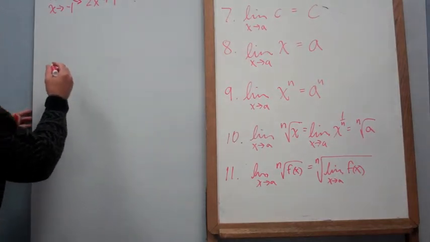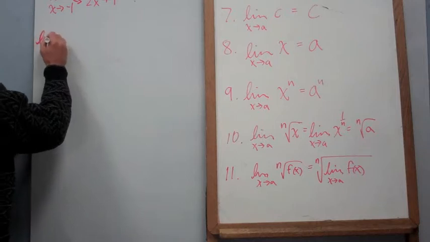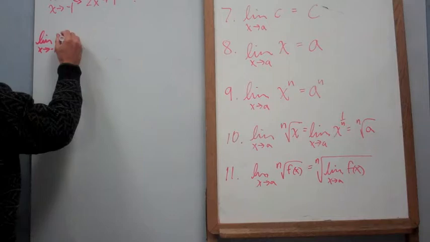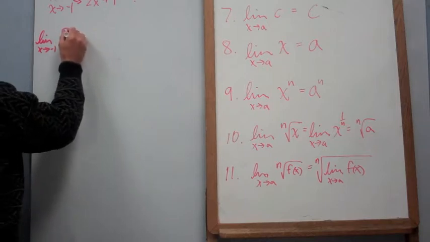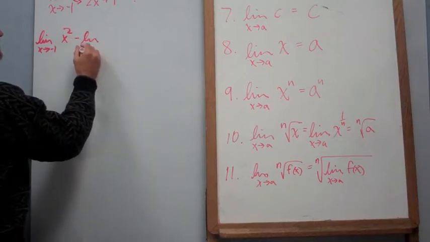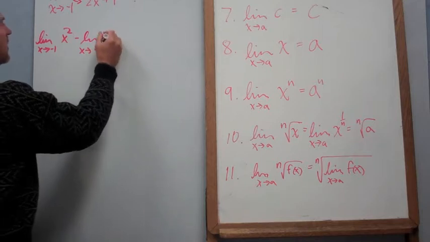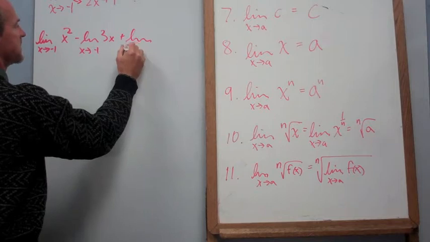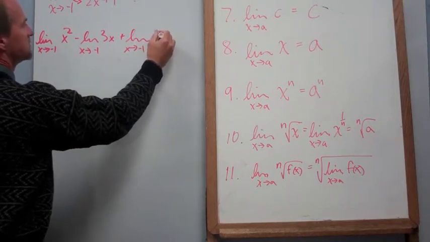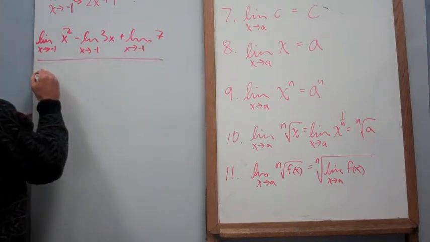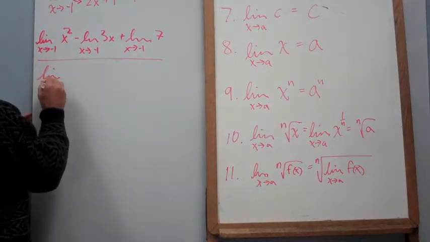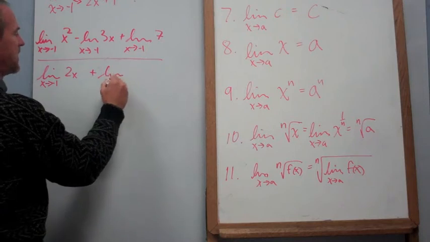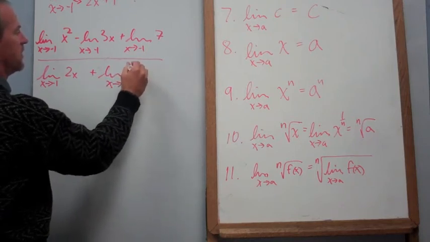So we can rewrite this then as the limit, again, as x is approaching -1 of x squared, minus the limit as x approaches -1 of 3x, plus the limit as x approaches -1 of 7, all over, doing the same thing, the limit as x approaches -1 of 2x, plus the limit as x approaches -1 of 1. Okay?